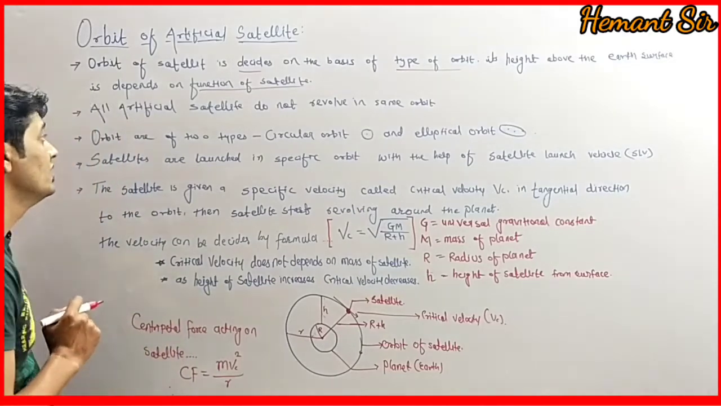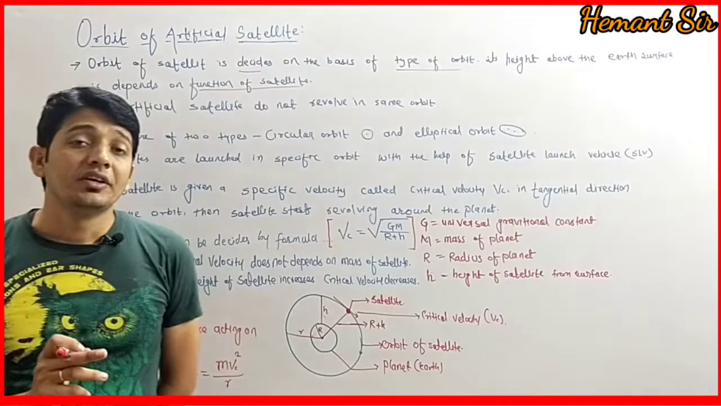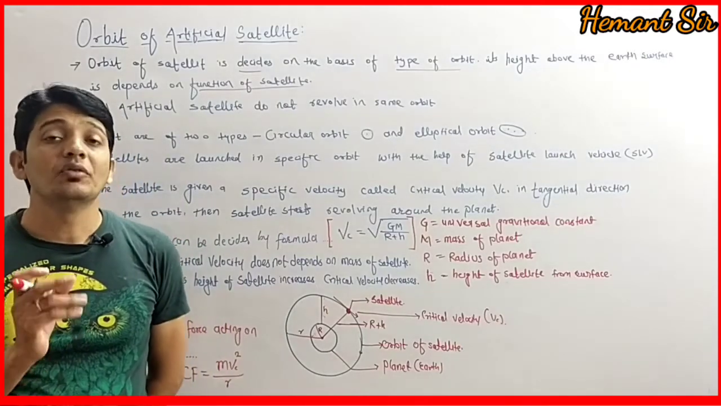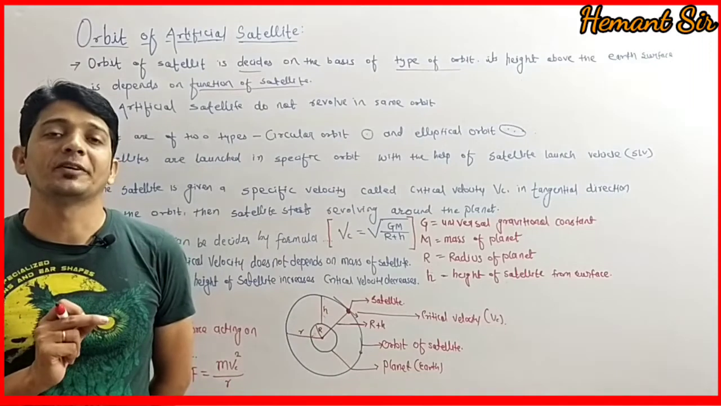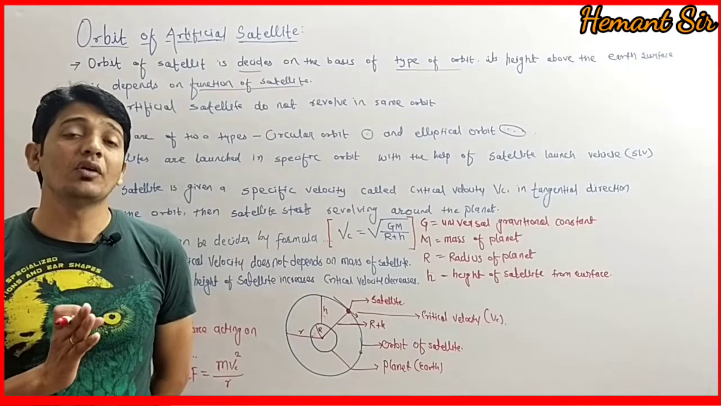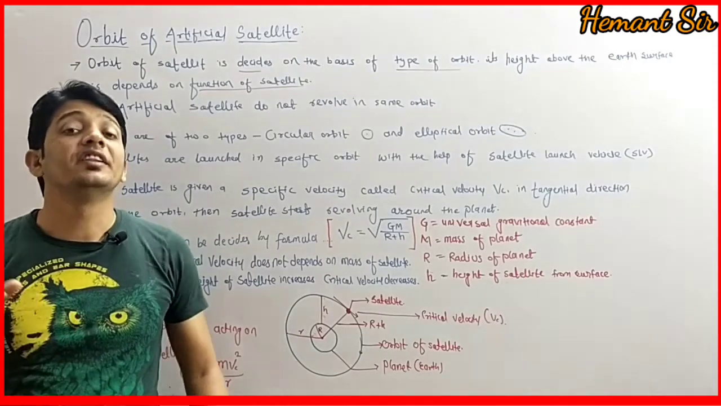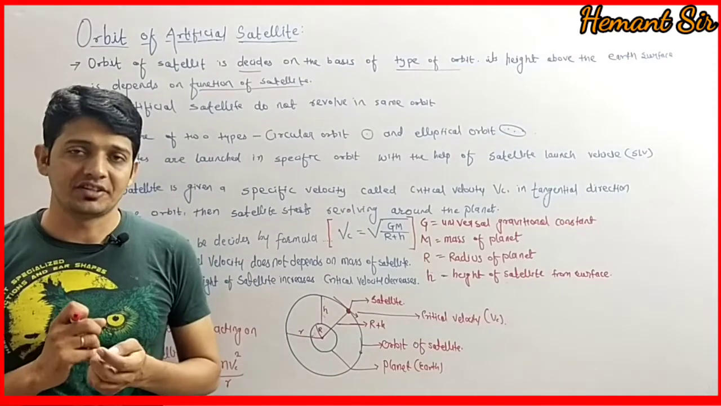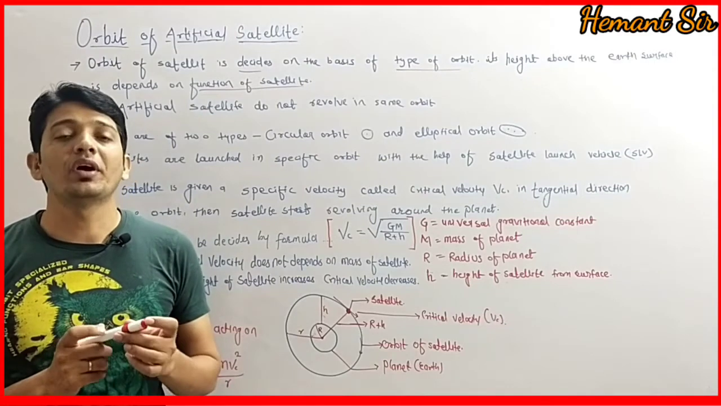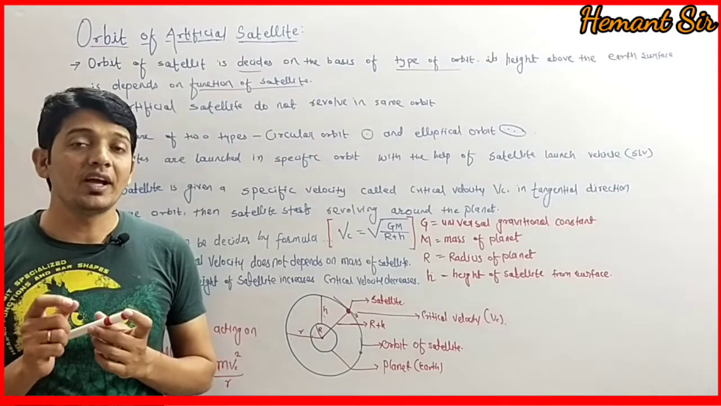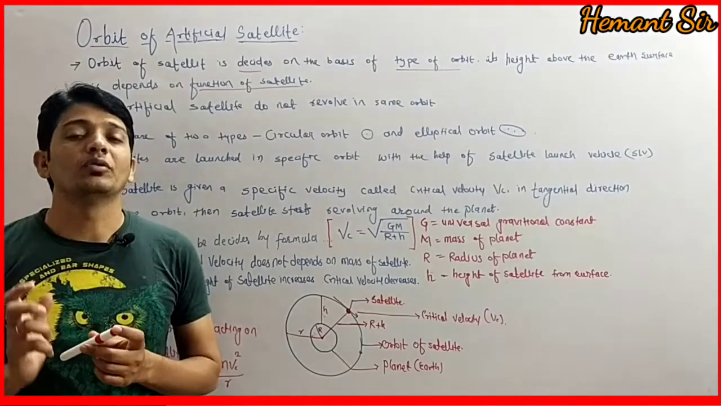Next, all artificial satellites do not revolve in the same orbit. जितने भी हमारे सैटेलाइट हैं वो सेम पर्टिकुलर ऑर्बिट में रिवॉल्व नहीं करते. What will happen if all the satellites revolve in the same orbit? Then they will collide with each other. आज नहीं तो कल वो एक दूसरे से कोलाइड होंगे and will destroy each other. That's why all the satellites have different orbits around the earth.